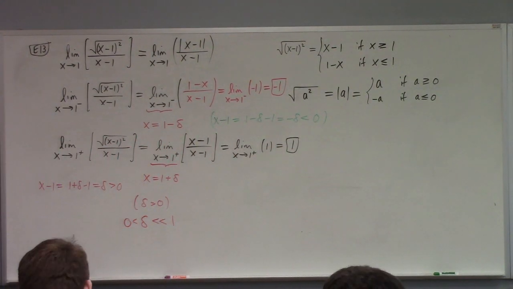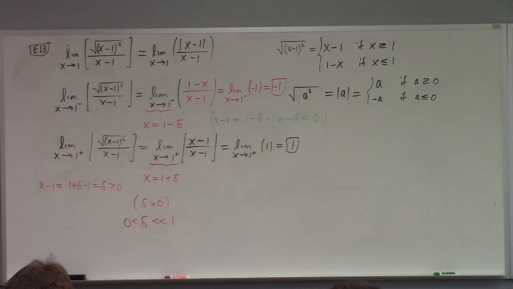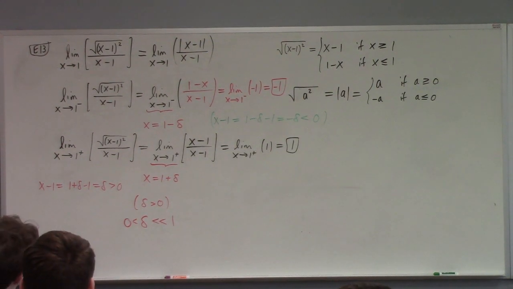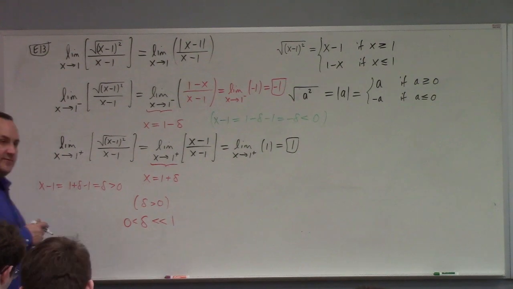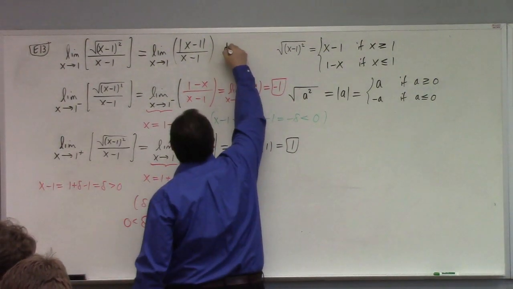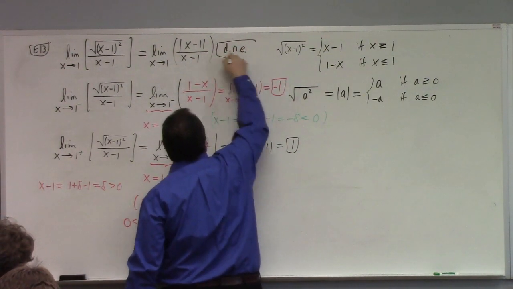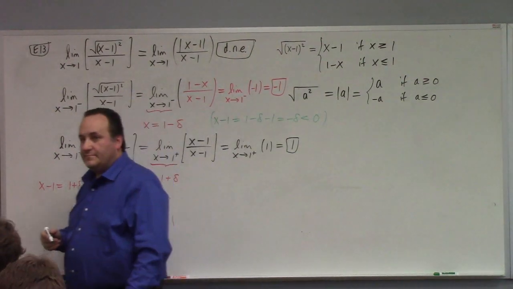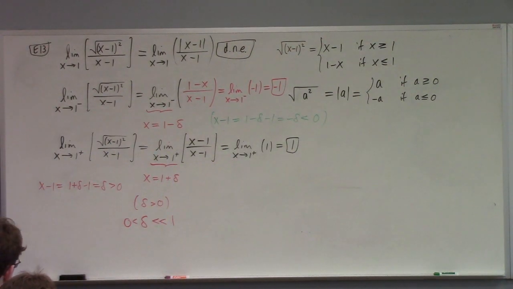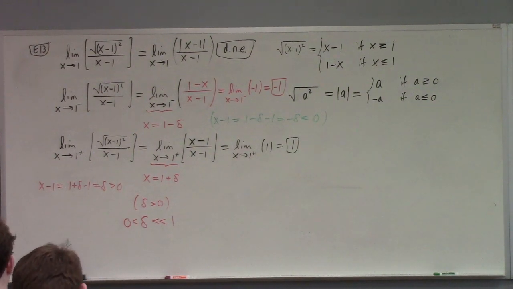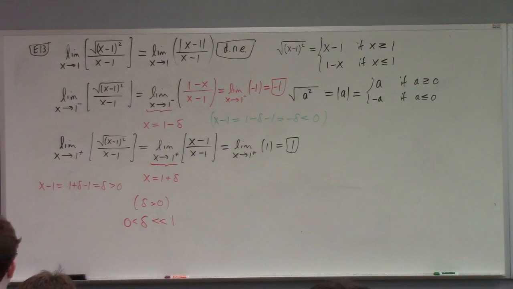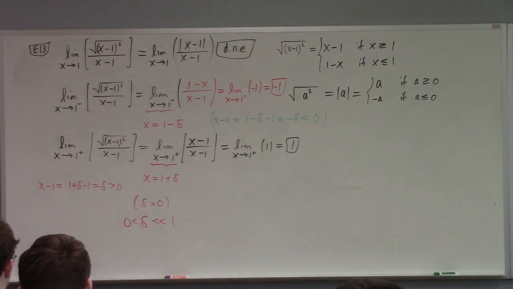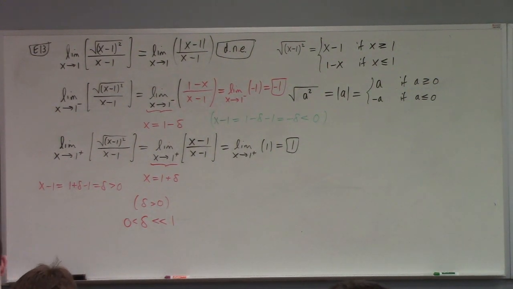So my original question, what's the answer? The answer is what? Does not exist. Why? Because the left and the right limits disagree. This is called a finite jump discontinuity. If both the left and the right limits exist but are different, the graph is said to have a jump discontinuity at such a point.